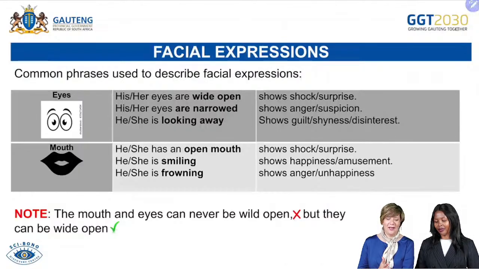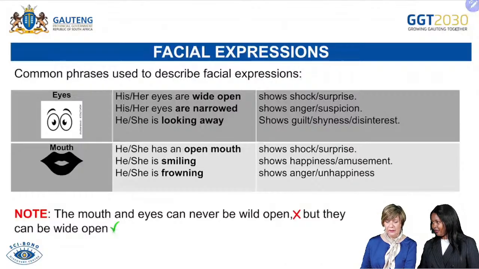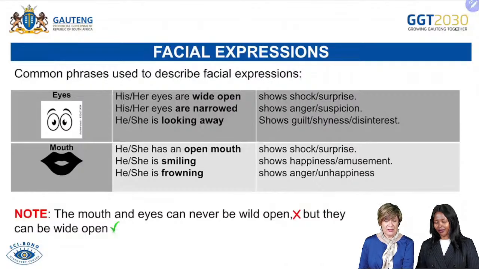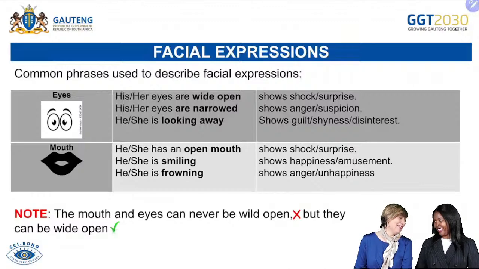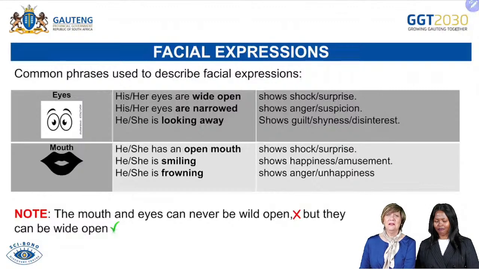So what we've done here, we've given you some examples and what it shows. So the moment the eyes are wide open, obviously it shows shock or surprise. When they are narrowed, it will be anger, suspicion. When she's looking away, this might be guilt or shyness or disinterest. The same with the mouth. If the mouth is open wide, it's either shock or surprise. Smiling will be happiness or amusement. And frowning, that will show anger or unhappiness.